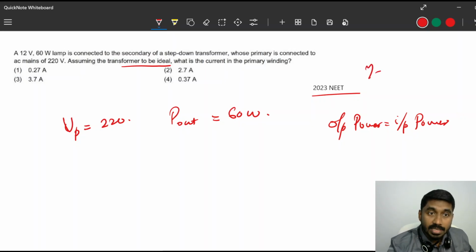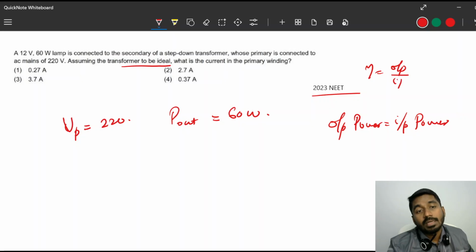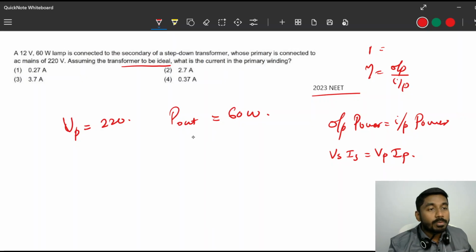So what is efficiency? Output by input. So efficiency is 100% means we can take efficiency equal to 1. This is how we are getting output equal to input. Output power is Vs Is, which is equal to Vp Ip. And output power is given.